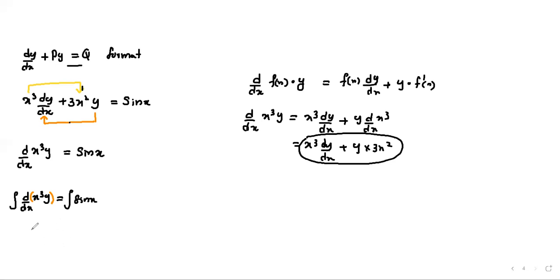So this turns up to x cube y equals the integration of sin x, which is cos x plus c. This is a general solution. If they are given particular boundary conditions here, then substituting with that you can get the particular solution for this kind of question. That is how you need to answer this kind of questions.